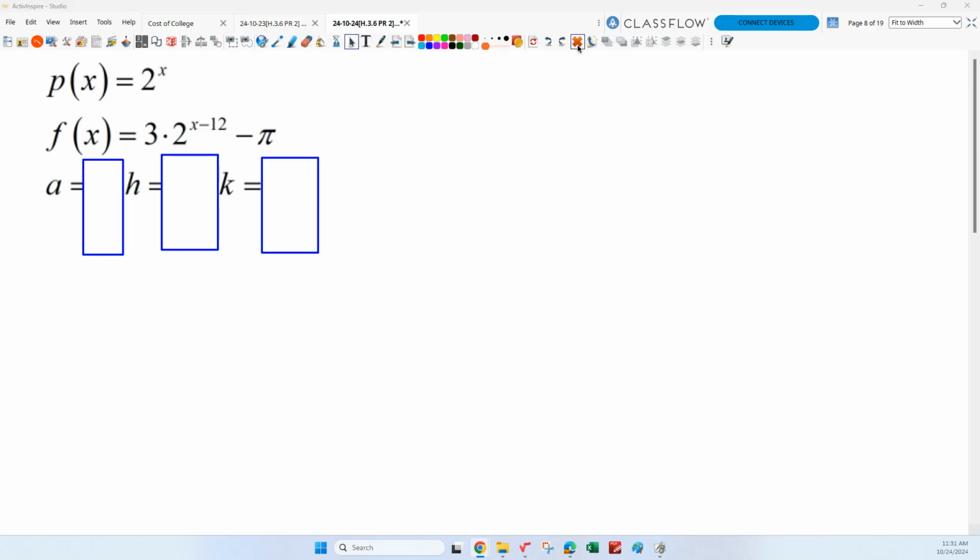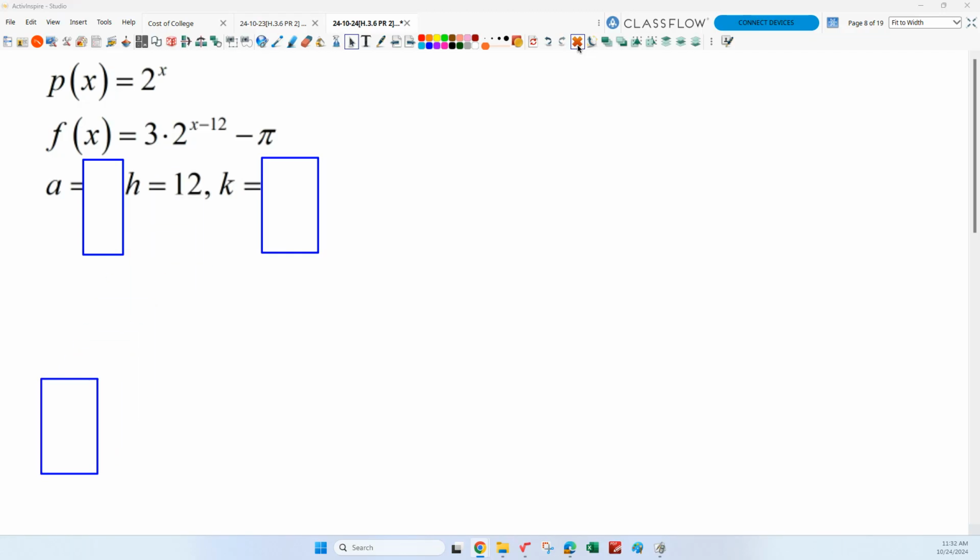Okay, that's weird. What is the inside of this function? I'll give you a hint. The inside of a function is where you would be plugging in values of x when you evaluate it. So what's the inside of this function? In the exponent, yeah. That's the inside. So then what's the value of h? It's 12, because 12 is the number being subtracted from x inside the function. In the exponent, I'm subtracting 12 from x, so h must be 12.